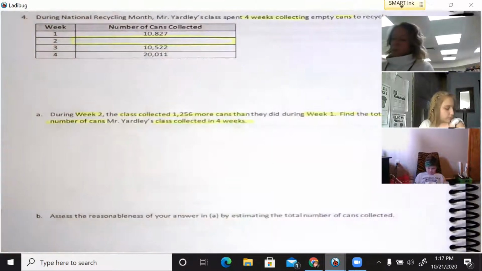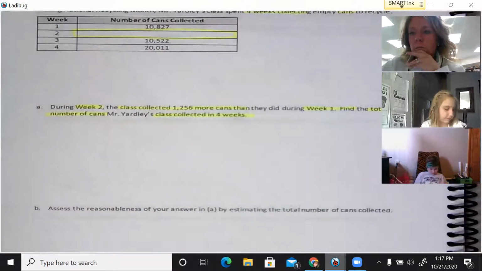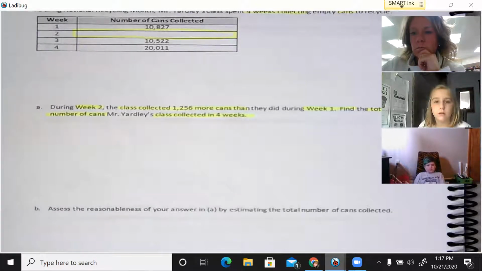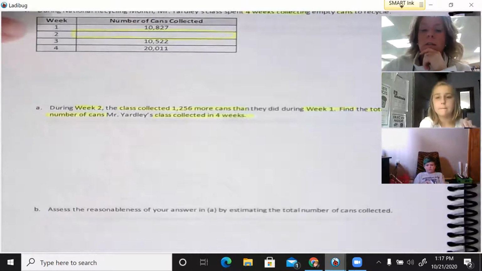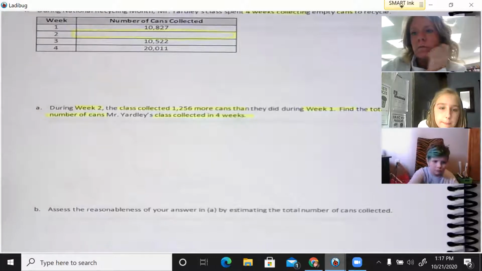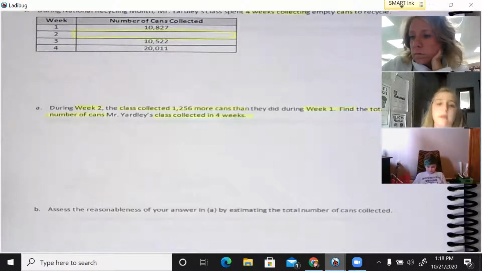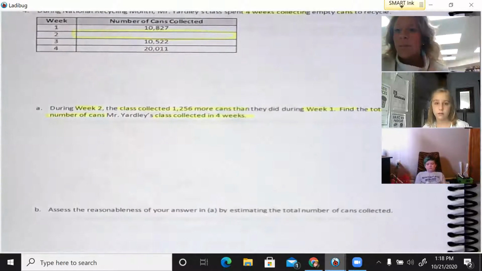So my first question to you is, if we need to figure out how much they collected in 4 weeks, how can we use this chart to help? How can we use this chart to help figure out how many cans were collected in 4 weeks? Because in the question it says that the class collected 1,256. Well, listen to my question, Sophia. How can you use this chart to figure out how many cans were collected in 4 weeks? What would you do?